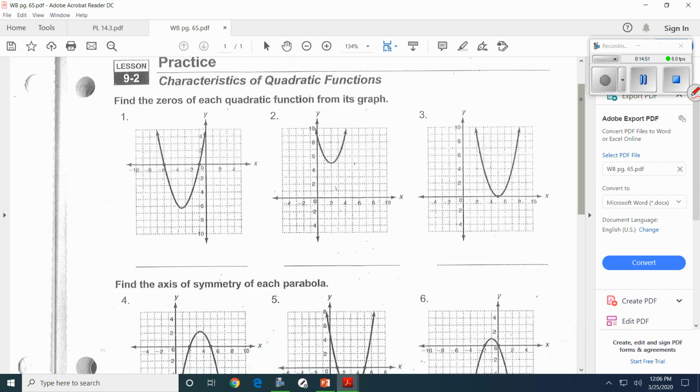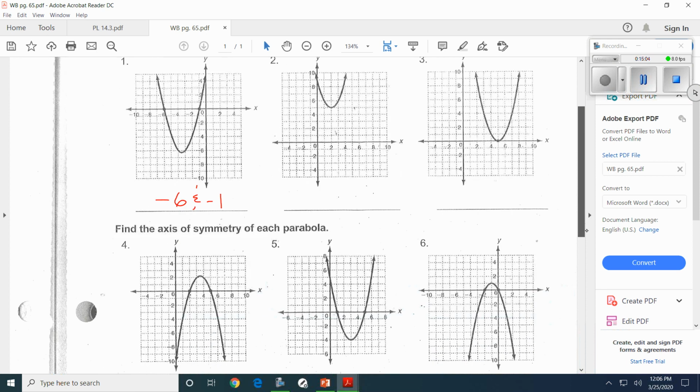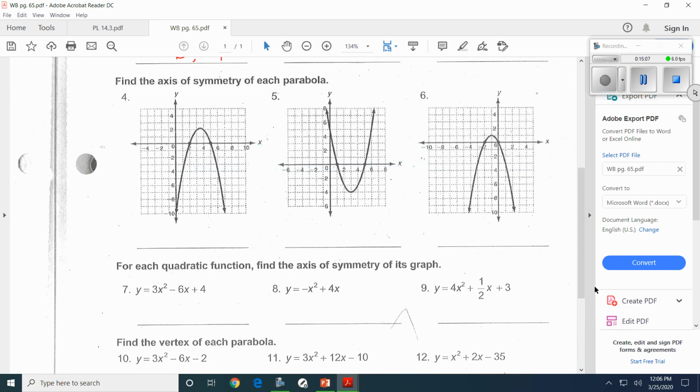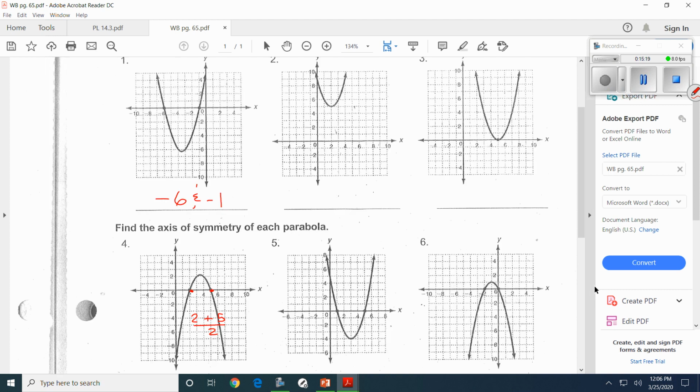it's kind of blurry on my board. I think that's a -6 and it looks like a -1. So our zeros, this is not an ordered pair, but it crosses at -6 and -1. And you could do the same thing for number 2 and number 3 to find the axis of symmetry. You find the two numbers, you add them together and divide by 2. So our zeros here are 2 and 5. We add them together, divide by 2, and you will find that the axis of symmetry would be at 3 1/2.